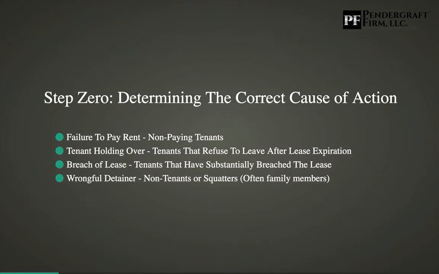Step 0. Determining the correct cause of action. There are 4 ways to start an eviction proceeding in Maryland. You can file for failure to pay rent, which is used to evict non-paying tenants. Tenant holding over, which is used to evict tenants that refuse to leave after a lease expires. Breach of lease, which is used to evict tenants that have substantially breached the lease. And wrongful detainer, that is used to evict non-tenants or squatters. These are people that are often family members.